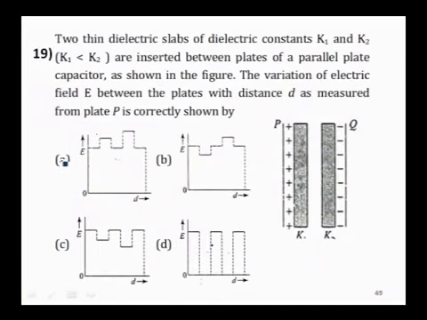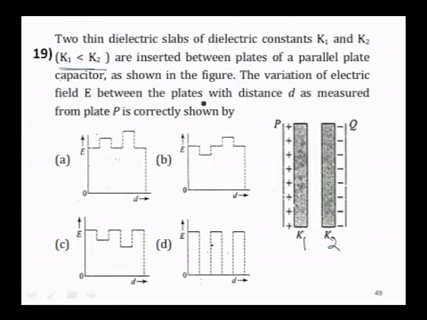Going further, two thin dielectric slabs of dielectric constants K1 and K2. So this is K1 and this is K2. K1 is less than K2, so this information is given. So this K2 is a dielectric with a higher value of dielectric constant, inserted between the plates of a parallel plate capacitor as shown. So they are kept parallel as shown. Plus and minus charges on the plates are also shown.